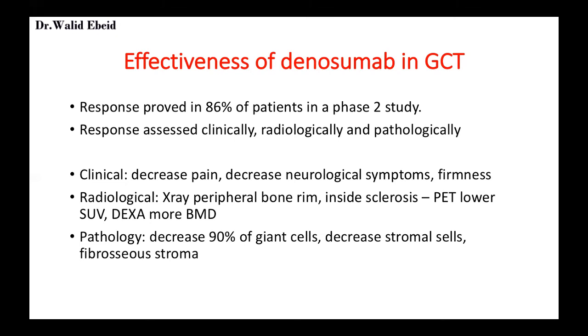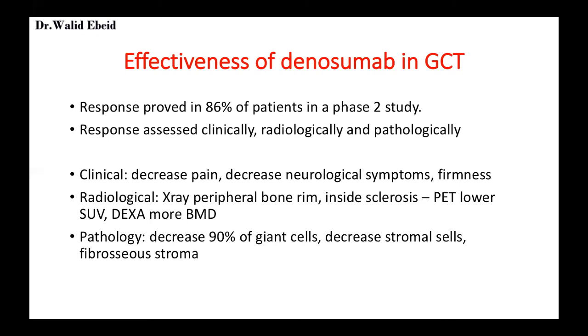So how do we know that the denosumab that we're giving is effective? Actually, it's effective in 86% of patients, as shown in a phase 2 study. And the response is assessed clinically, radiologically, and pathologically. Clinically, the patient feels that the pain decreases. If he has neurological symptoms, like in sacral giant cell tumor, the neurologic symptoms decrease. If it's in an accessible site, you feel that the tumor becomes more firm than cystic.